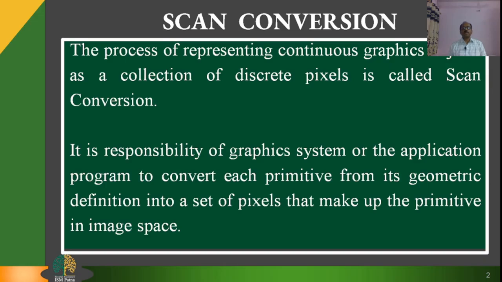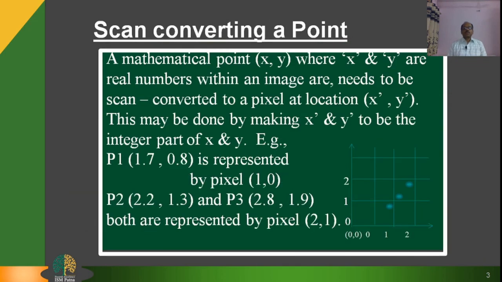So, we do a scan conversion of point, line and other primitives. First, the scan conversion of a point. A mathematical point (x, y), where x and y are real numbers within an image, needs to be scan converted.